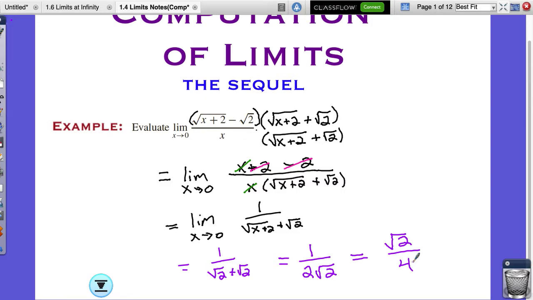You multiply by the square root of 2 in the numerator and denominator in order to not have a radical on the bottom. Yes? Our answer can't be the limit as x approaches 0 of 1 over the square root of x plus 2 plus the square root of 2, can it? No, the answer needs to be a number for limits.